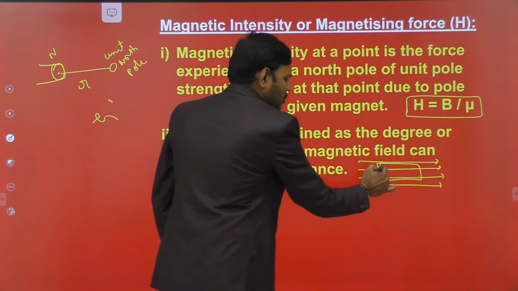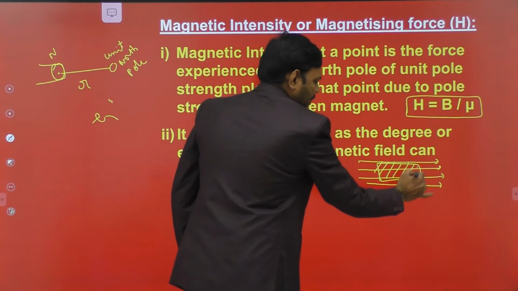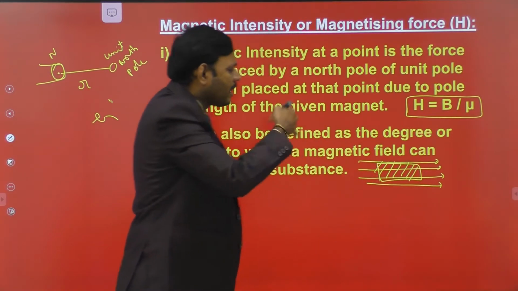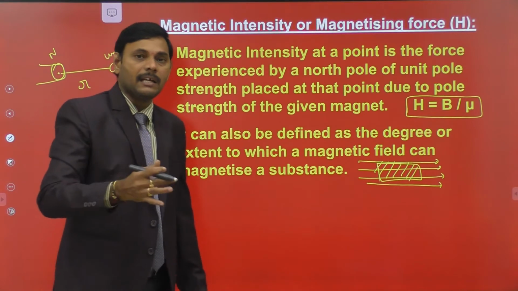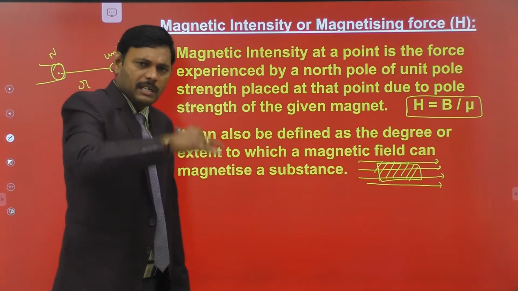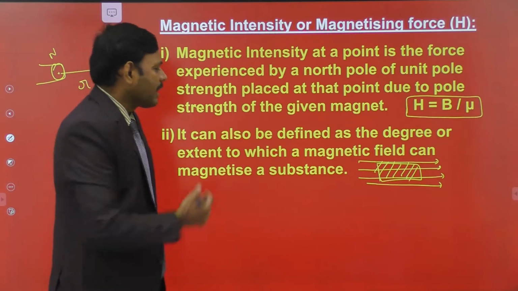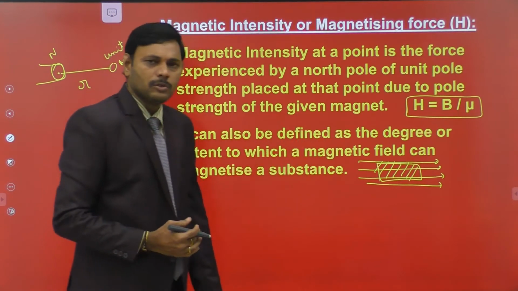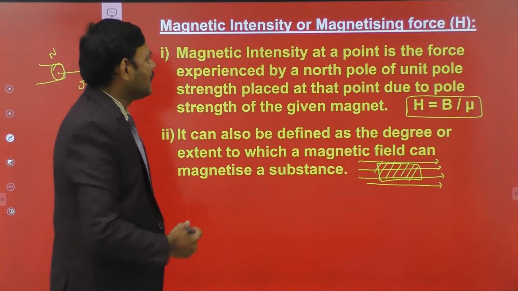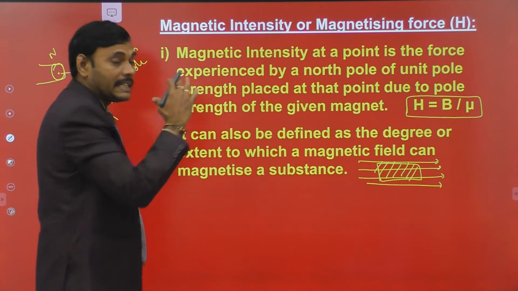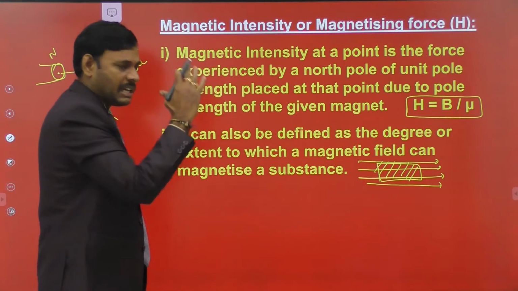This is the material, students, clearly representing. This material is magnetized by the magnetic field. So the degree or extent to which the material is magnetized by the magnetic field is also known as the magnetizing field, magnetizing force, or magnetic intensity H.